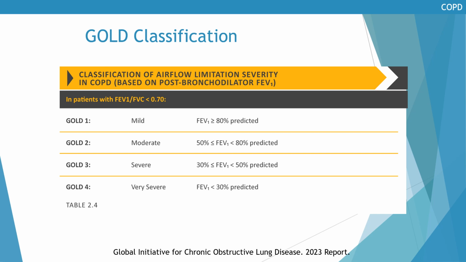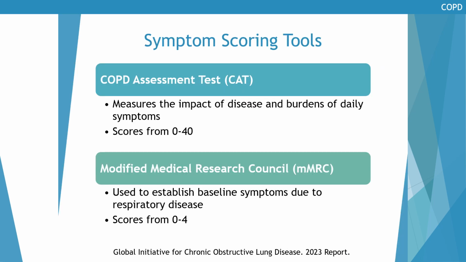and age. So once your patient has an official diagnosis of COPD, you can use two different scoring tools to assess symptoms. The first is a COPD assessment test, or CAT, and then the next is the Modified Medical Research Council, or MMRC. Both of these scoring tools will be very important to continue to assess your patient and how well their COPD is managed.